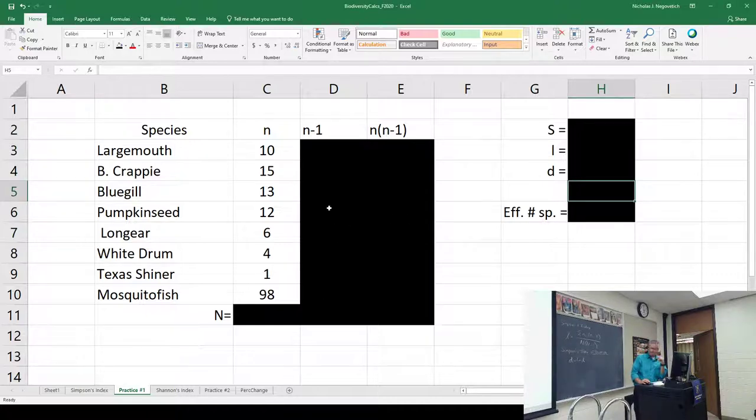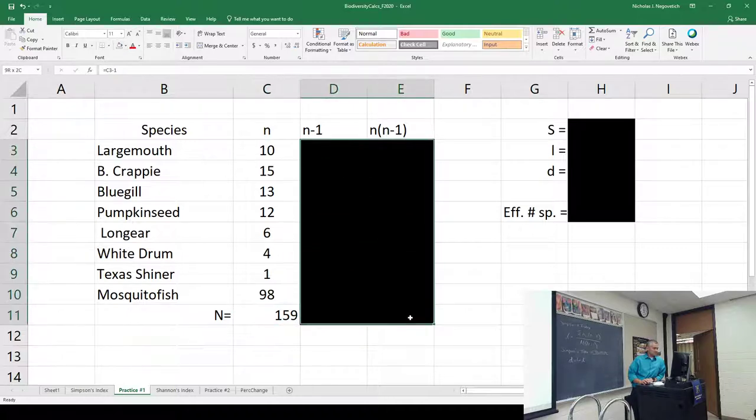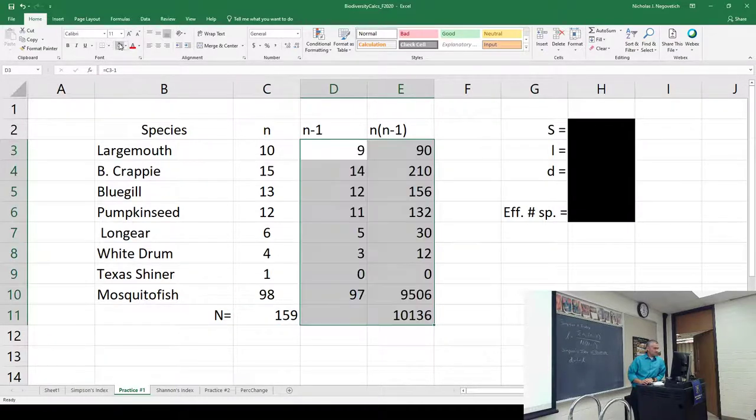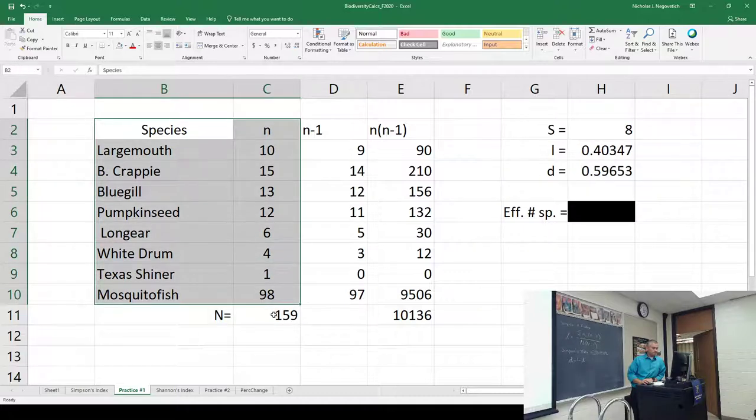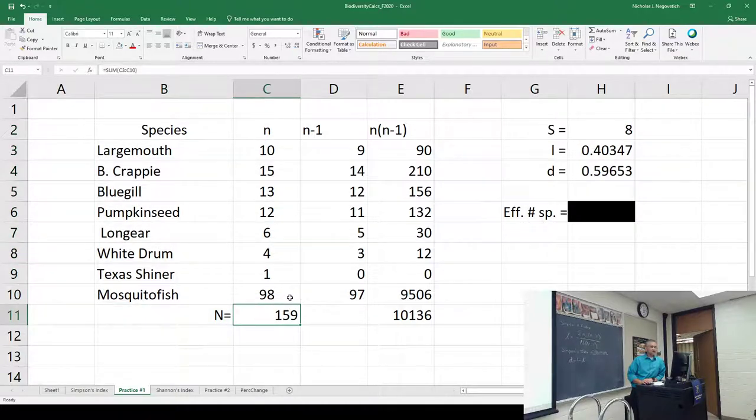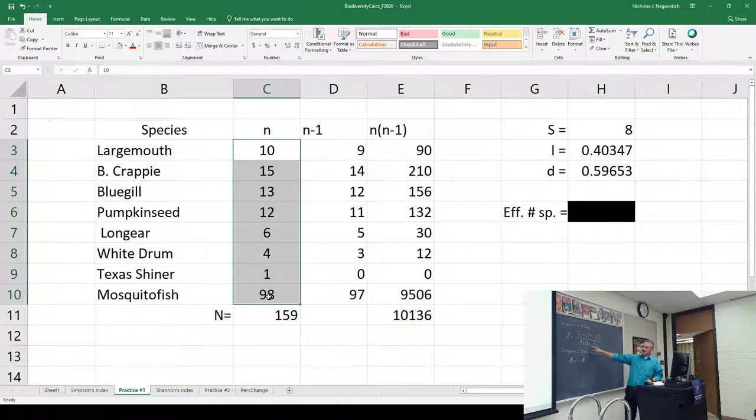All right, so I have my table. Add it up, use my sum to get sum of this column. That's going to give us our big N. We're going to use that in our denominator. Then I have to work on the numerator.